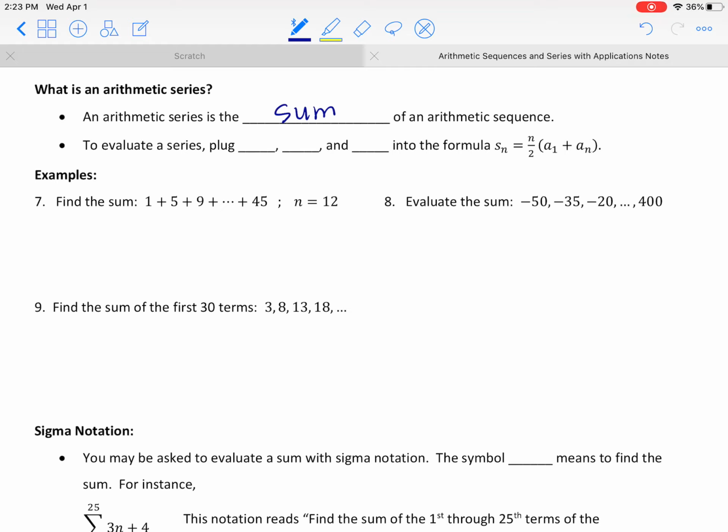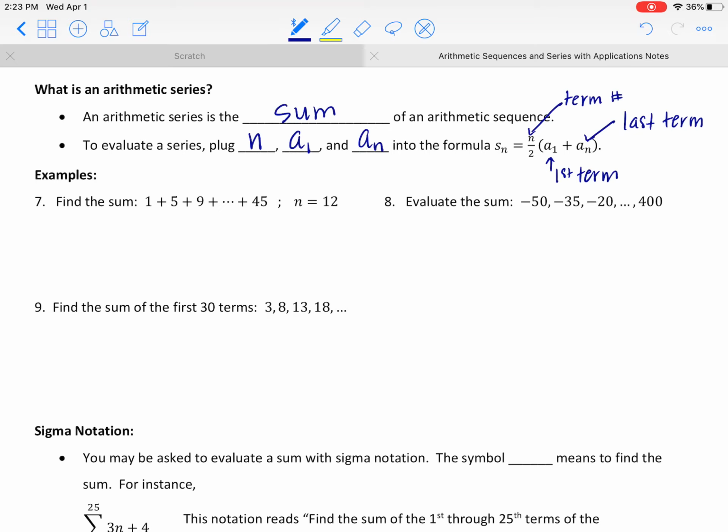Okay? So what we need to know if we want to evaluate a sum is we need to know the first number on the list, we need to know the number of terms, and we need to know what the last term is. So we need to know n, a sub 1, and a sub n. So again, n is our term number. A sub 1 we know is our first term. And a sub n is going to end up being our last term.